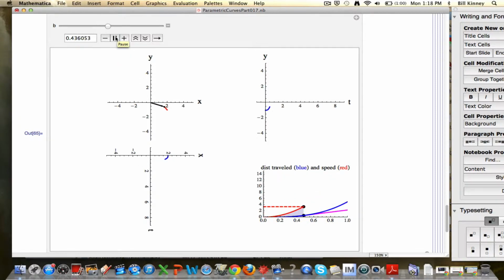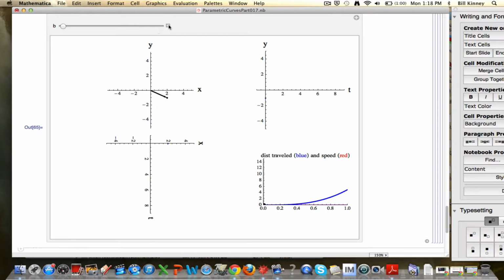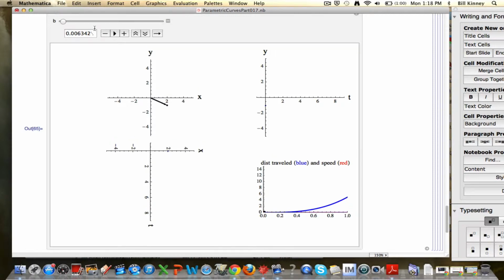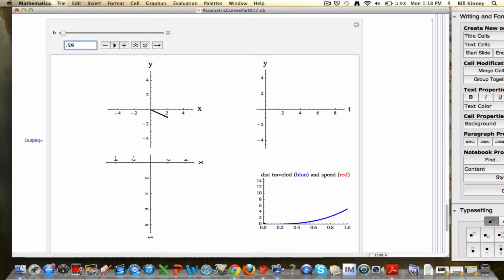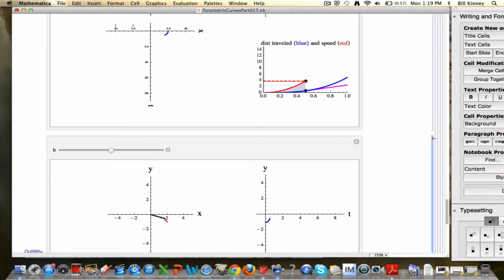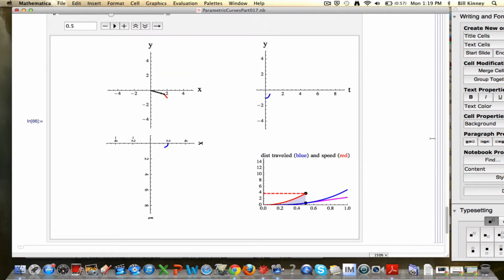Is the area under the speed function equal to the value of the distance traveled function? Let's try a particular moment in time, like time equals 0.5, and see if we see that. Once again, the red curve is the speed curve. We see the area shaded. It's not quite a triangle.